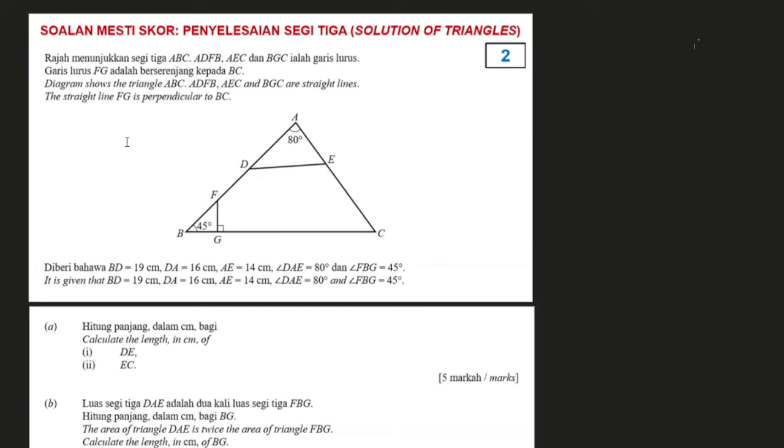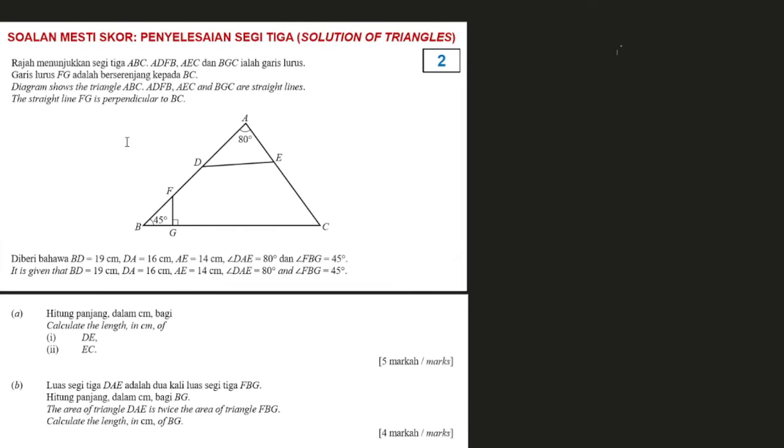This part here, I'm going to draw the triangle again, because sometimes you realize the information is given in written form, but on the diagram there are no values written. So it's always good that you draw it back. It's not because you're going to get marks for this, but so that you can understand how you can solve this.